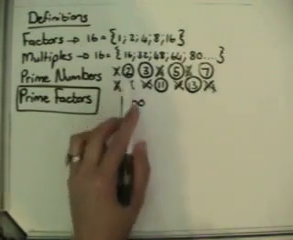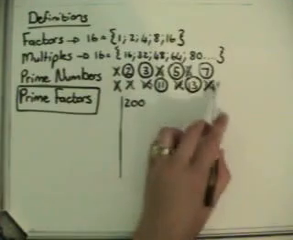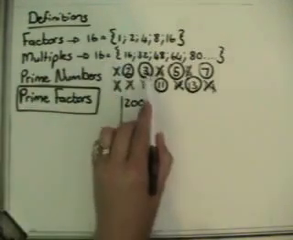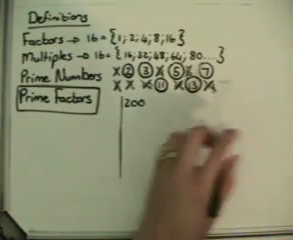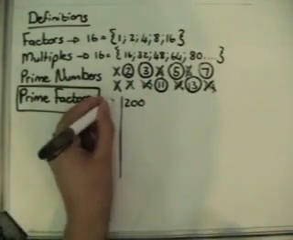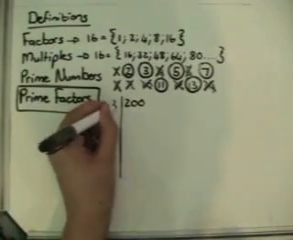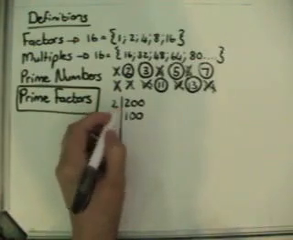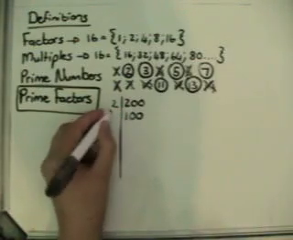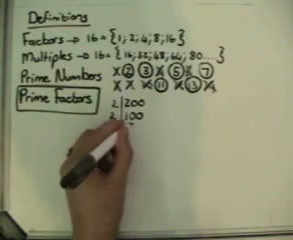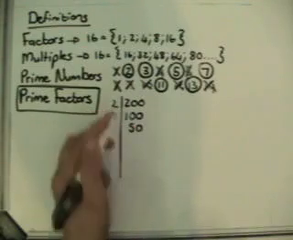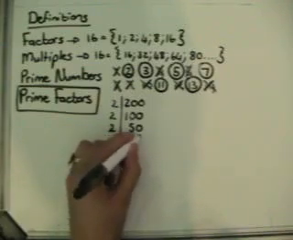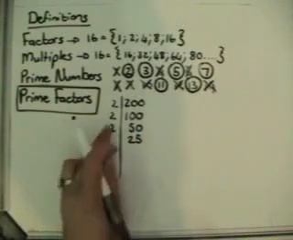And the method I follow is I start dividing by the smallest prime number, and if I can't divide by 2 anymore, I go to 3 and then to 5 and then to 7 and then to 11 and so forth. So I'm going to divide by 2, and 200 divided by 2 is 100, and then 100 I can still divide by 2, that gives me 50. And 50 I can still divide by 2, that gives me 25. And now I can't divide by 2 anymore.